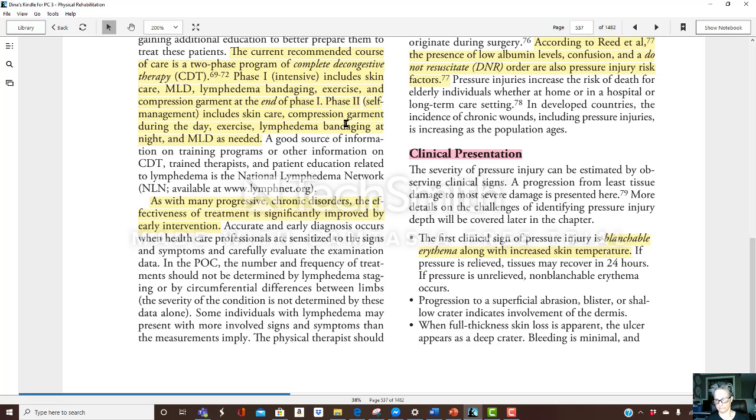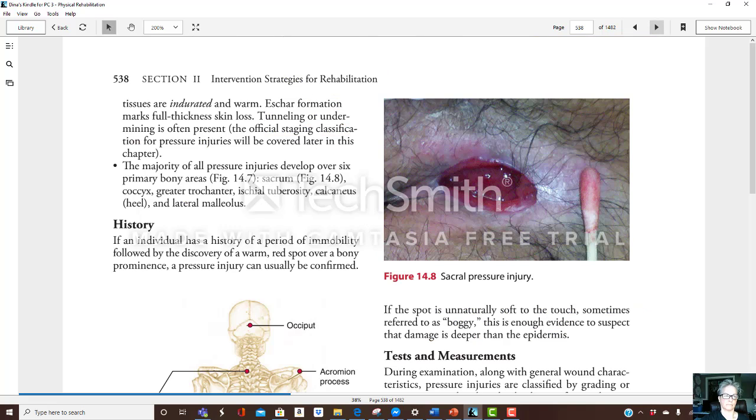Progression to a superficial abrasion, blister, or shallow crater indicates involvement of the dermis. When full-thickness skin loss is apparent, the ulcer appears as a deep crater. Bleeding is minimal, and tissues are indurated and warm. Scar formation marks full-thickness skin loss. Tunneling or undermining is often present. The official staging classification for pressure injuries will be covered later in this chapter.